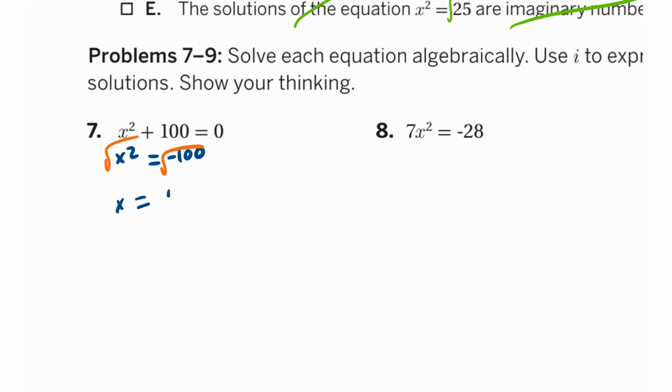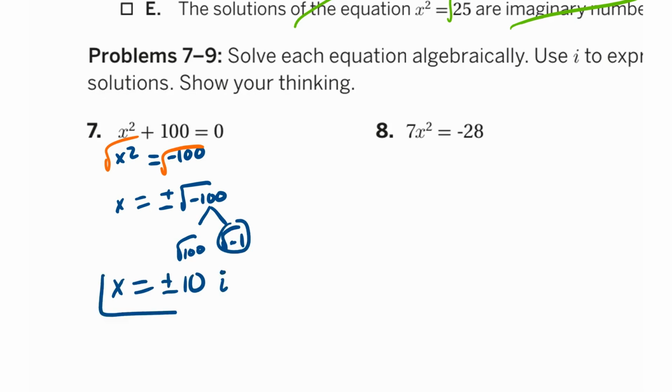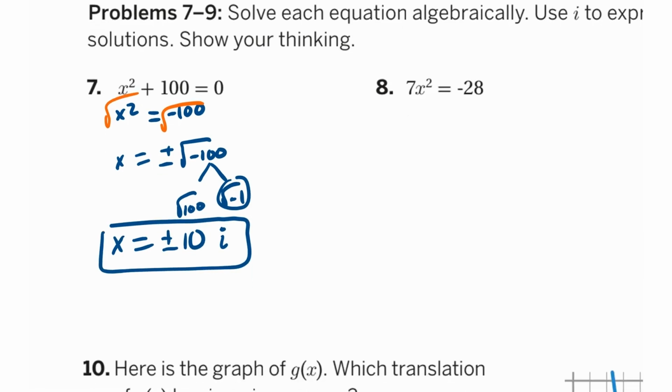which then gives me plus or minus square root of negative 100. To simplify this, it's the same thing as the square root of 100 times the square root of negative 1. I know that the square root of 100 is 10, and the square root of negative 1 is i. So again, I like to leave my answers like this. Oftentimes you'll see them broken down into its actual two separate answers, which is positive 10i and negative 10i.